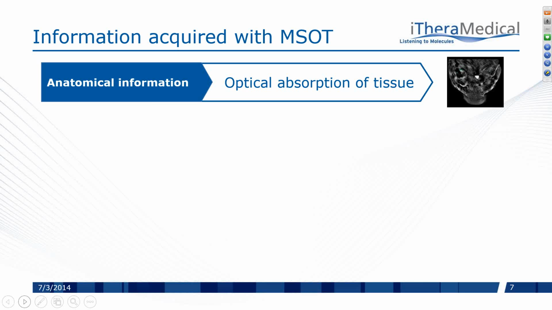So what type of information do we acquire? First of all, based on the optical absorption of tissue, we actually can achieve anatomical information. So just based on hemoglobin and melanin absorption, we can see cross-sectional images of a mouse and different organs.